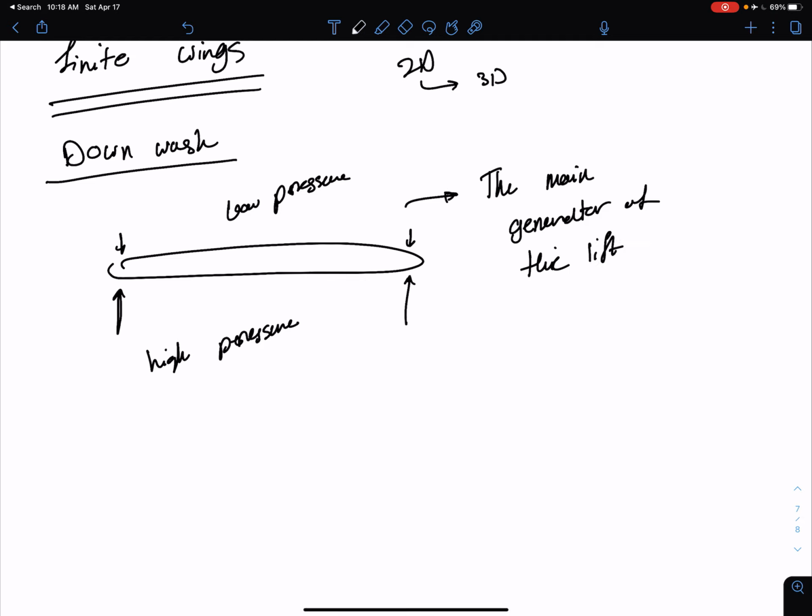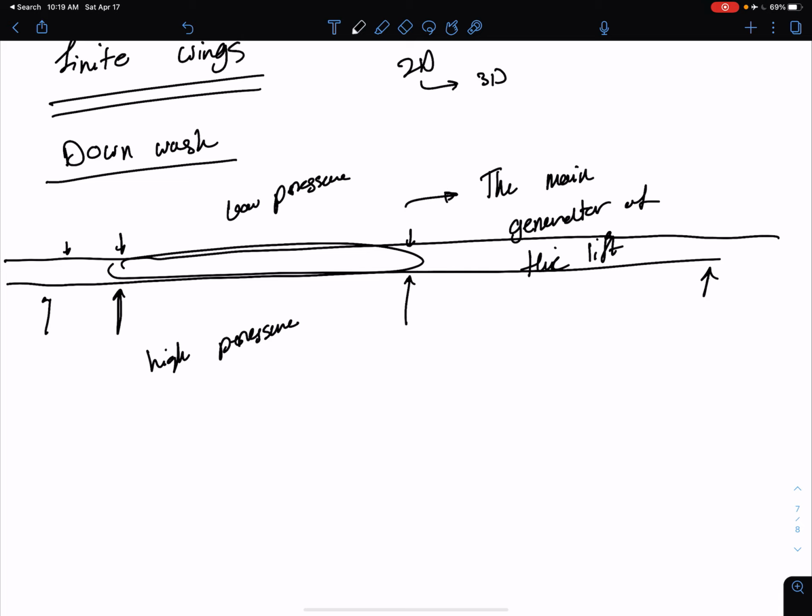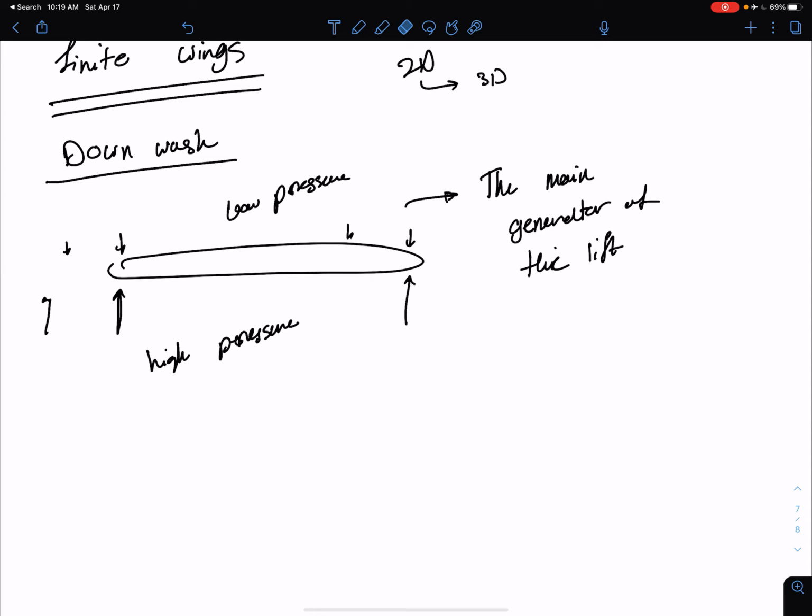When we were talking about an infinite wing, which is going to continue throughout this page, we wouldn't have any problems because you will have this pressure distribution throughout the wing. You will have the same pressure here as here, and here as here, anywhere, right? But when you are talking about the finite wing, at this tip you have a very high pressure region and a very low pressure region. Again, high pressure, low pressure region.